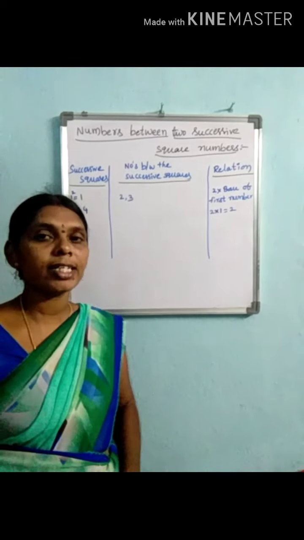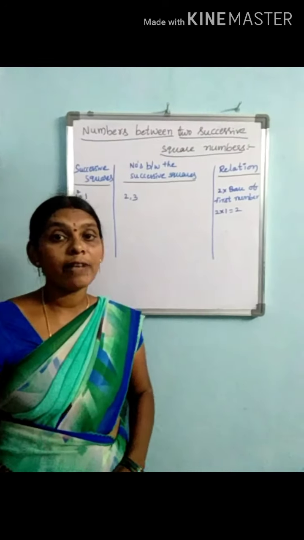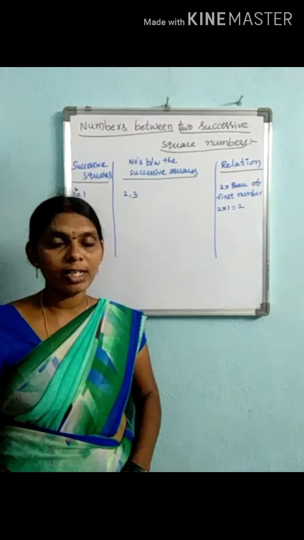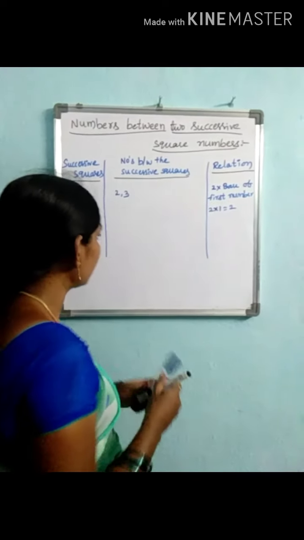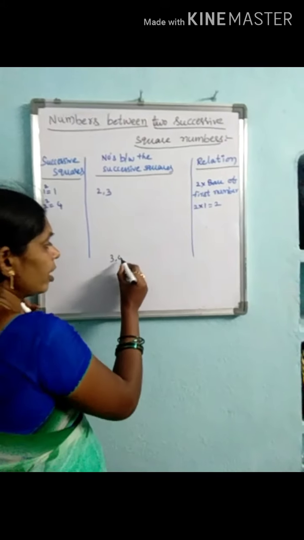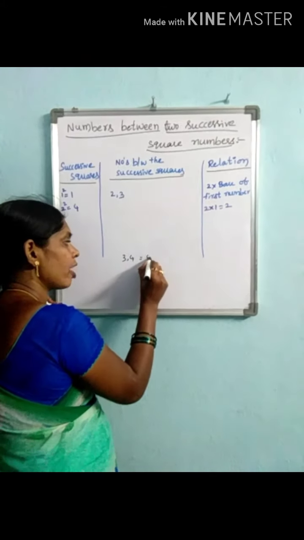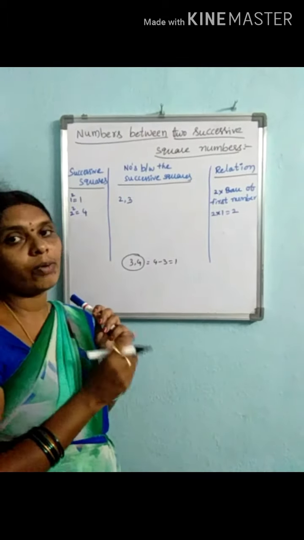So what is meant by successive numbers? Successive numbers means the difference between two numbers is 1. Those two numbers are called successive numbers. For example, 3 and 4. 4 minus 3 is 1. Then these two numbers are called successive numbers.